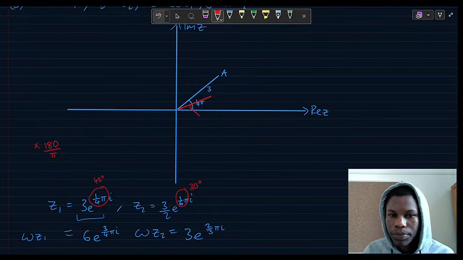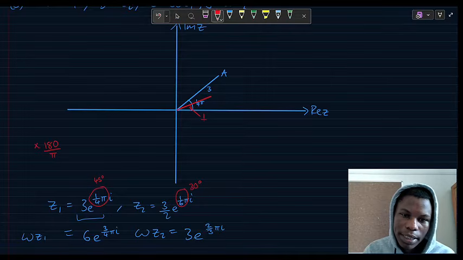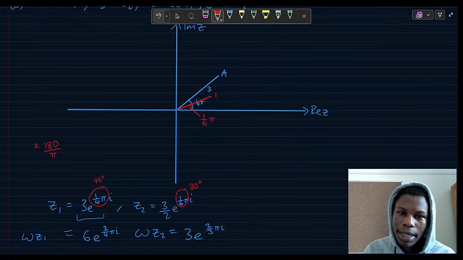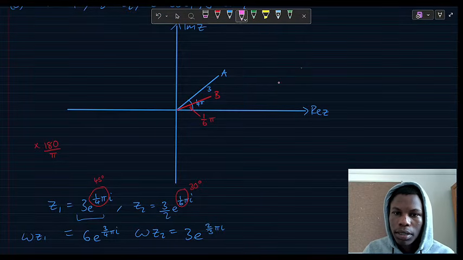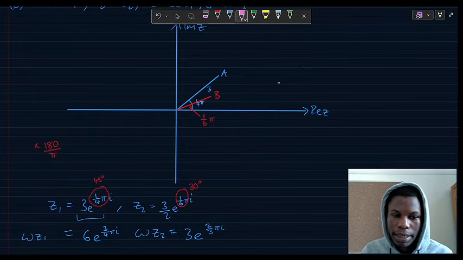Just gonna point to it and say that that angle is a sixth pi. So that has to be point B. And then let me change this color. We need a point C. So point C is omega Z1.